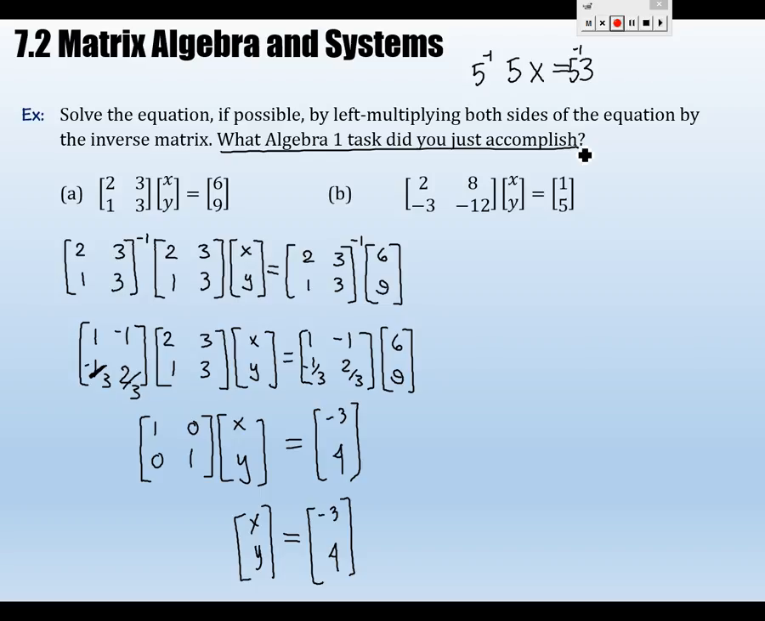What are you saying? What are you suggesting? That this is really just us solving a system of equations? Oh.